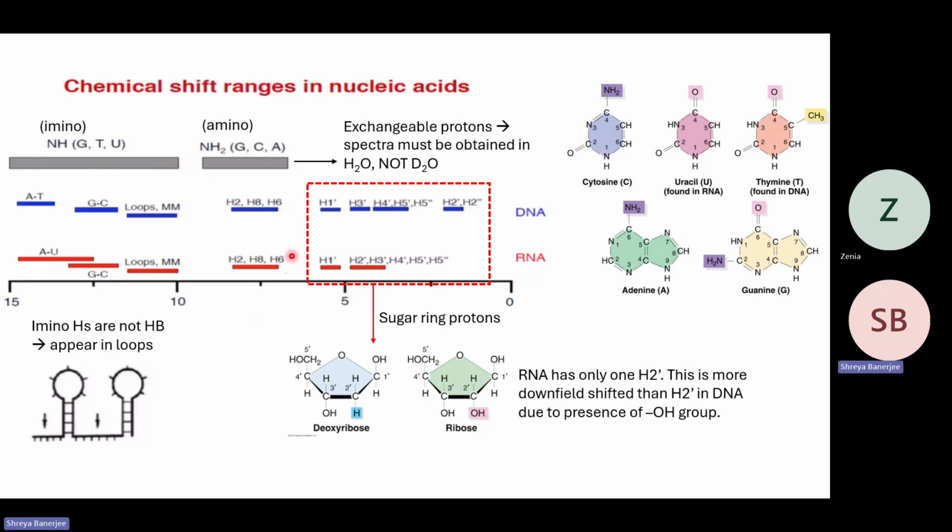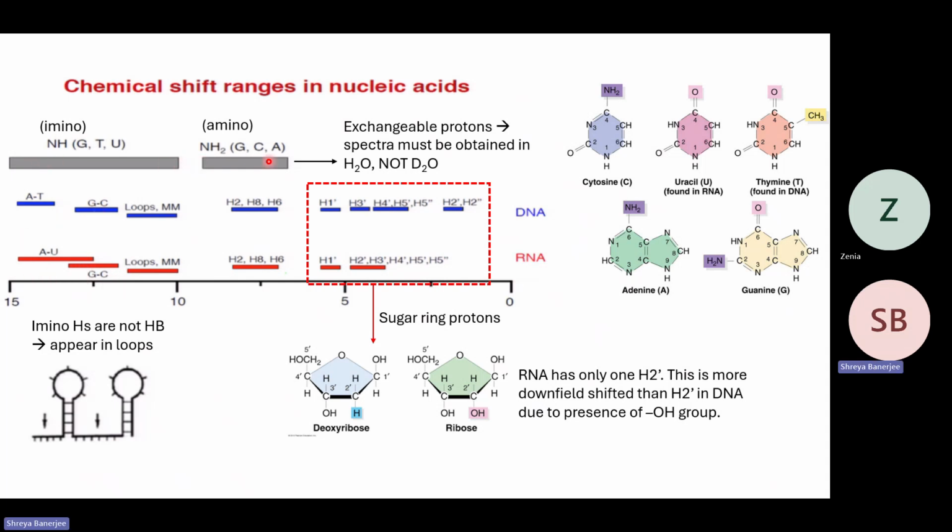Next are protons of the nitrogenous base. So you can see H2, H8, H6, these are all protons of these bases. You can see the numbering here. More downfield shift are where the base pairs and other structures like loops occur. So ATGC for DNA or AUGC for RNA, they occur much more downfield shifted, greater than 12 ppm.